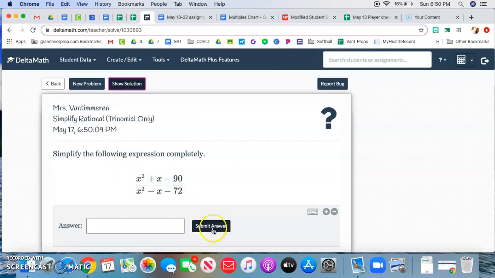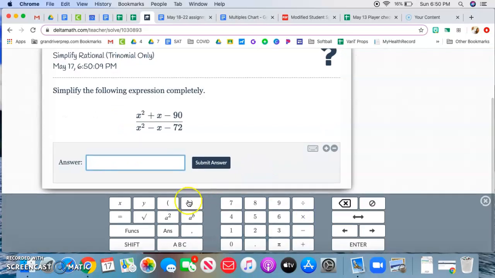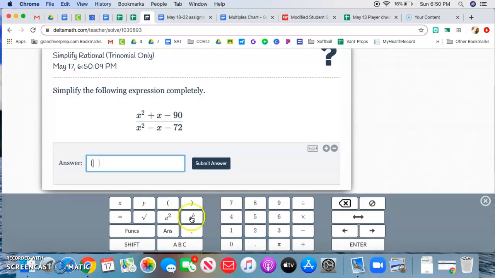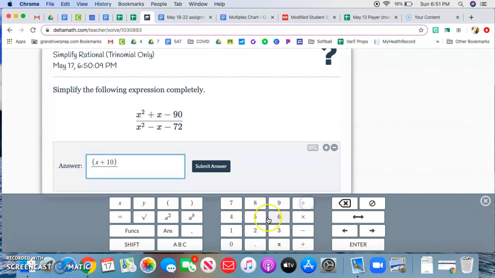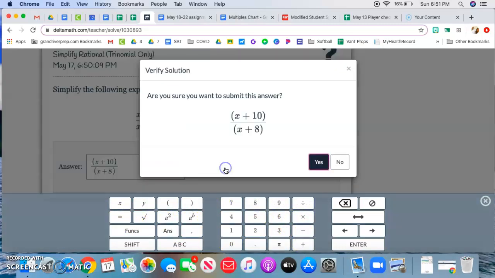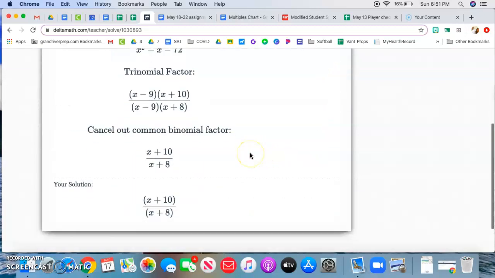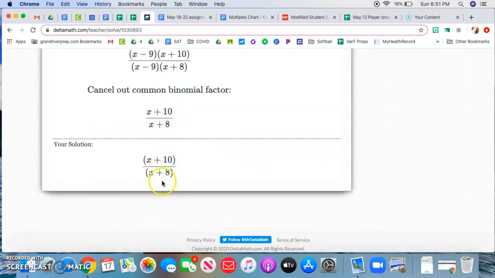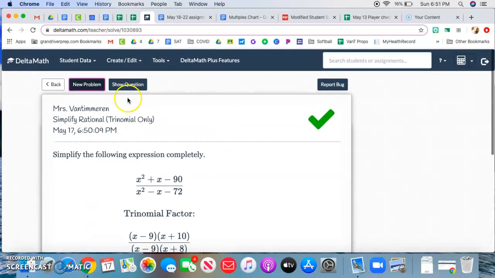So when you are typing your answer, let's go to our keyboard. In parentheses, I want to go ahead and put x, which is right here, plus 10. And then I'm going to close that parentheses and then hit divide by, again, parentheses again, x plus 8. Okay, and then I'm going to go ahead and submit my answer. Yes, this is what I want. And I got that correct. So for you guys, I would make sure you really use parentheses around this to help your grouping when you want to set this up as a fraction.